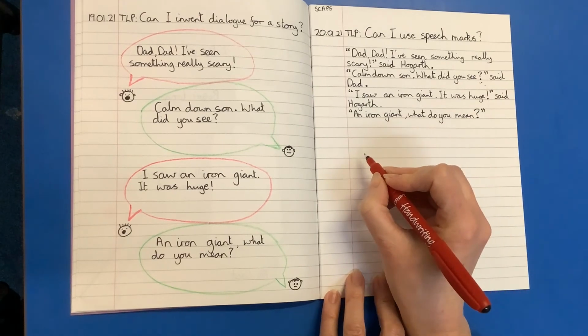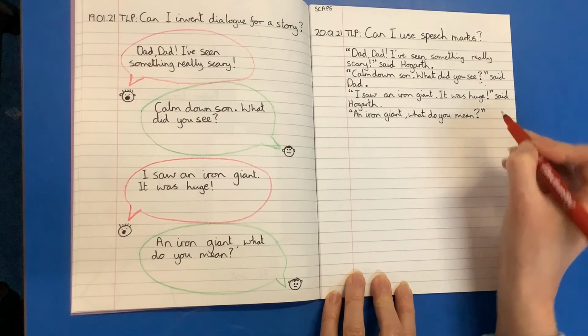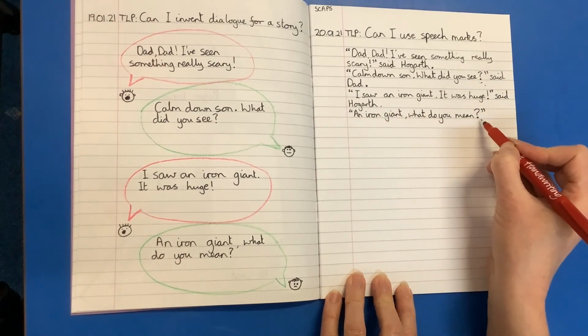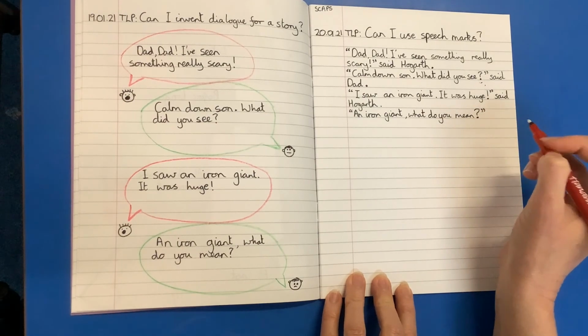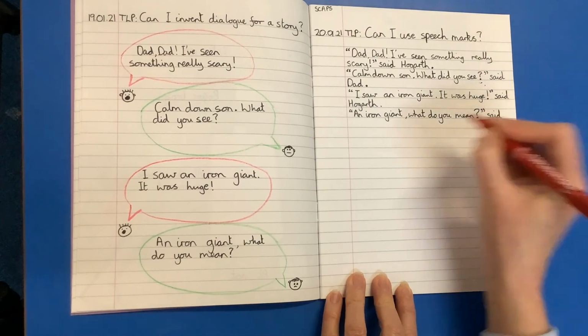Let's try my SCAPS. S, C, A, P, S, SCAPS. Speech marks, capital, actual speech, punctuation, speech marks. And I've got to just finish off by saying who is speaking. Said Dad.